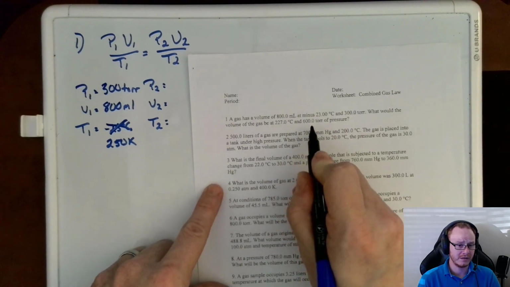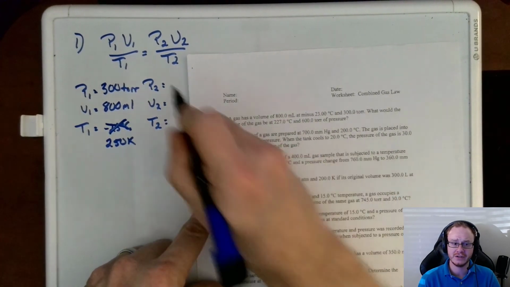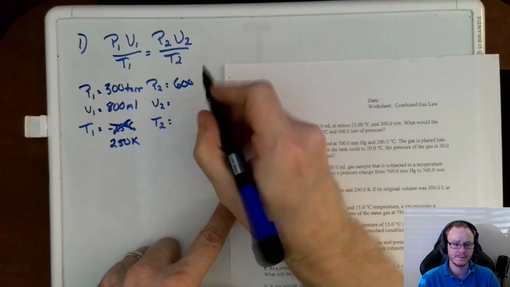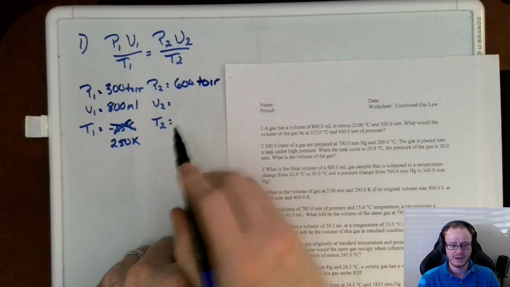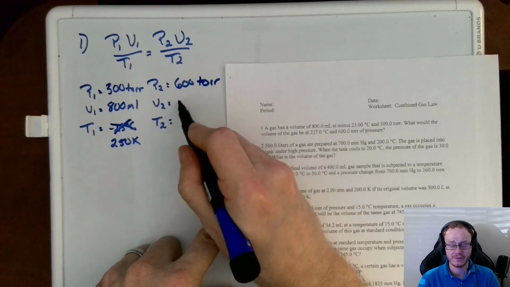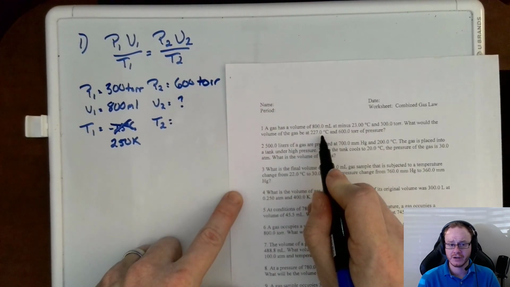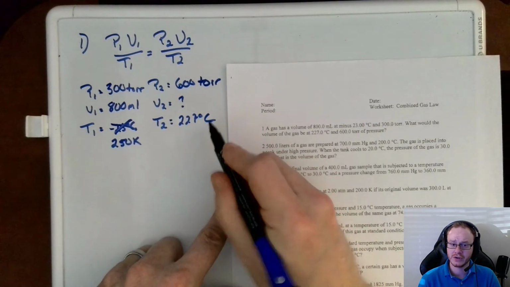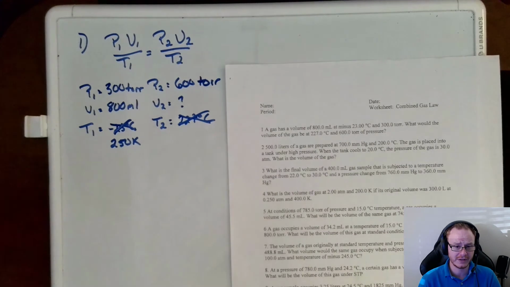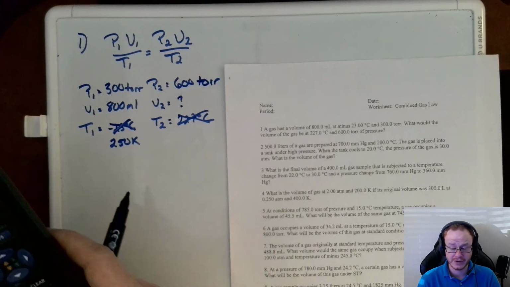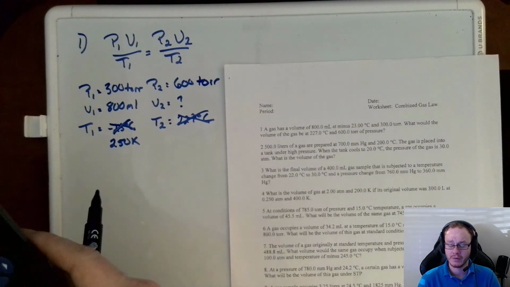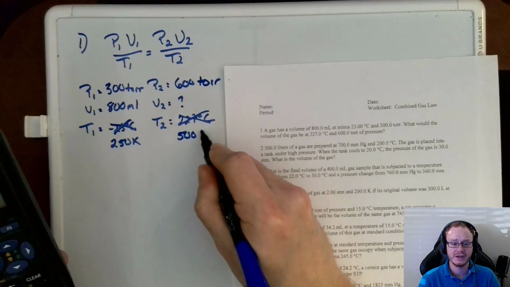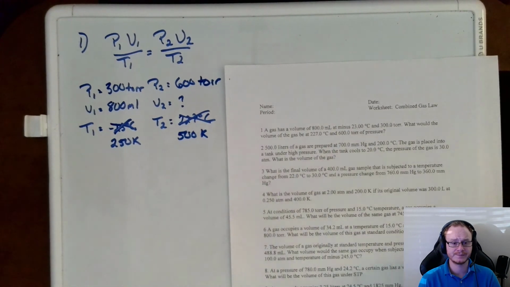For the ending conditions, P2, V2, and T2, I can plug those in. The ending pressure looks like it's 600 torr. Thankfully, these pressure units match, so no conversion will be necessary. Volume 2 is what we're looking for. It's unknown. And T2 is going to be 227 degrees Celsius, and I will convert that to Kelvin by adding 273. Now we have 227 degrees Celsius plus 273 results in 500 Kelvin.